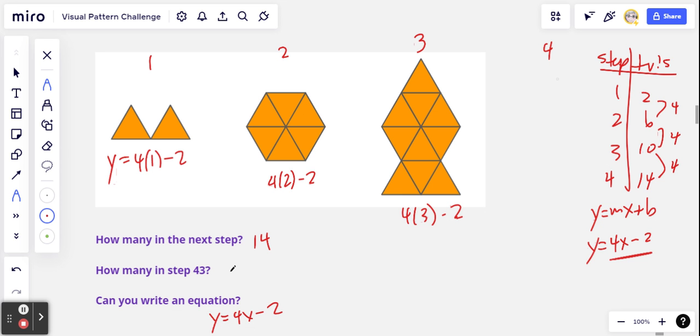And now we can pretty easily calculate how many in step 43 by plugging in 43 for x in our equation. So y equals 4 times 43 minus 2. And 4 times 43, well, 4 times 40 is 160, and 4 times 3 is 12. 160 plus 12 is 172 minus 2, and that's going to be 170 triangles in step 43.